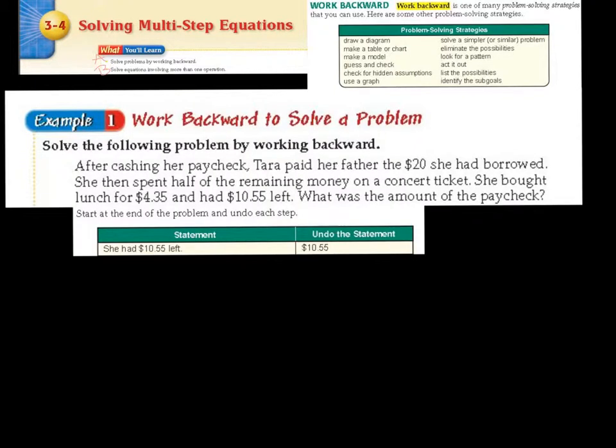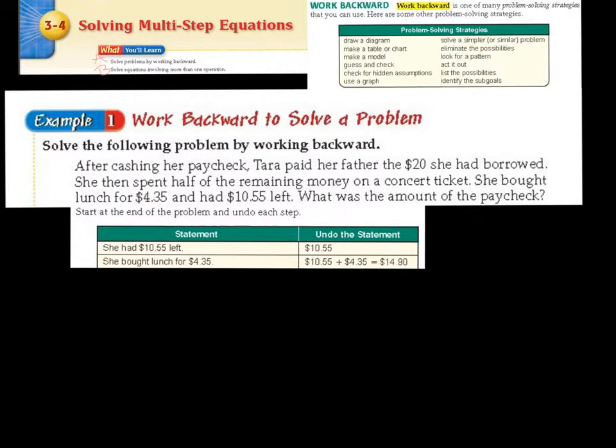We want to start at the end of the problem and undo each step. We know that at the end of the day, she had $10.55. She bought lunch for $4.35. So to undo spending $4.35, we want to add that back to her $10.55. So before she bought lunch, she would have had $14.90.